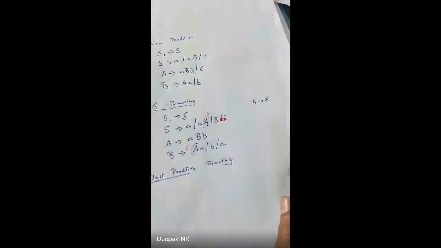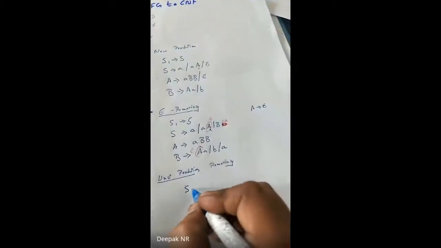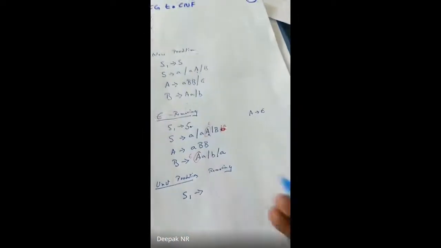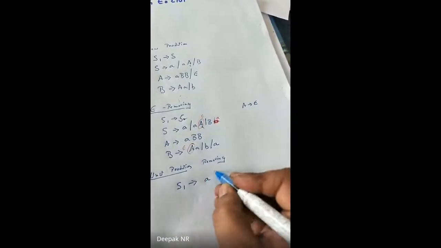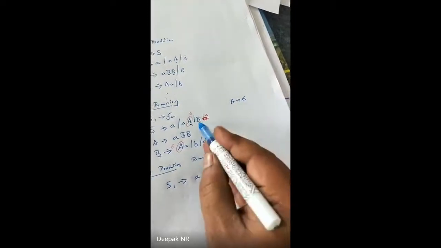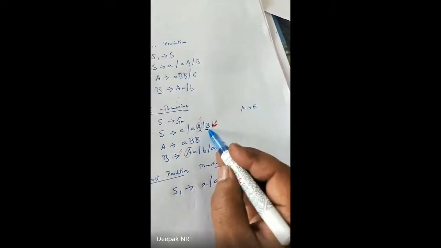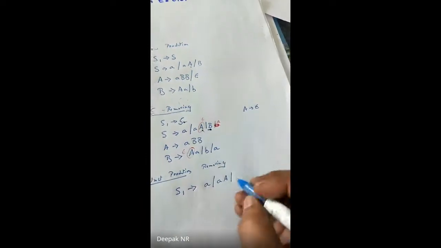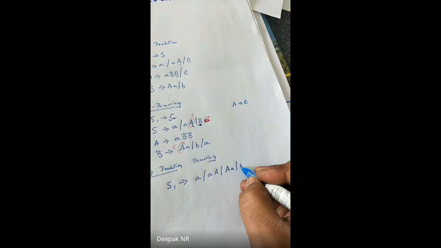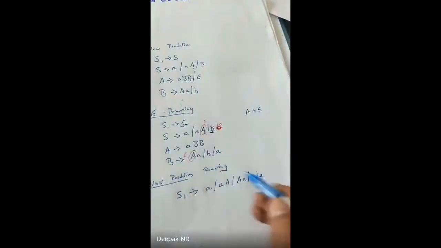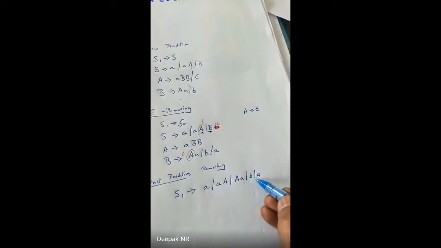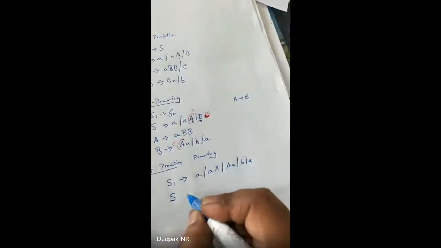Removing unit production. Observe here. Let me take first S1 tends to S. S is a unit production. So what should I replace S with? I replace A slash AA slash what? B. If you observe, B is again in uppercase. So the actual value of B will be AA slash B slash A. Correct? Okay, now I will write S.